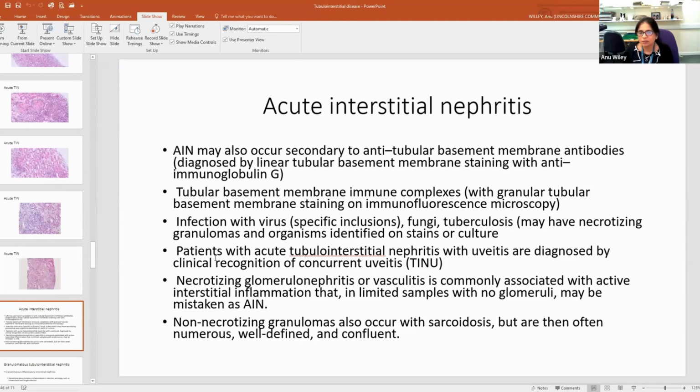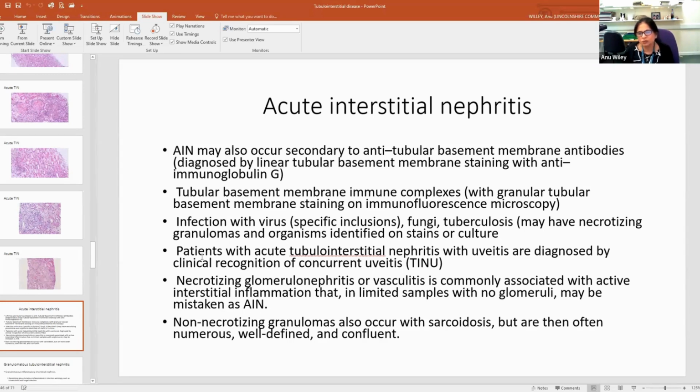There are certain infections, like some viral infections, some fungal infections, and obviously tuberculosis, in which you will see necrotizing granulomas. Fungal infections sometimes also show granulomas. In those cases, you will have to think of them and obviously send a sample for culture, and you can look with special stains like PAS and Grocott for fungi and acid-fast bacilli.